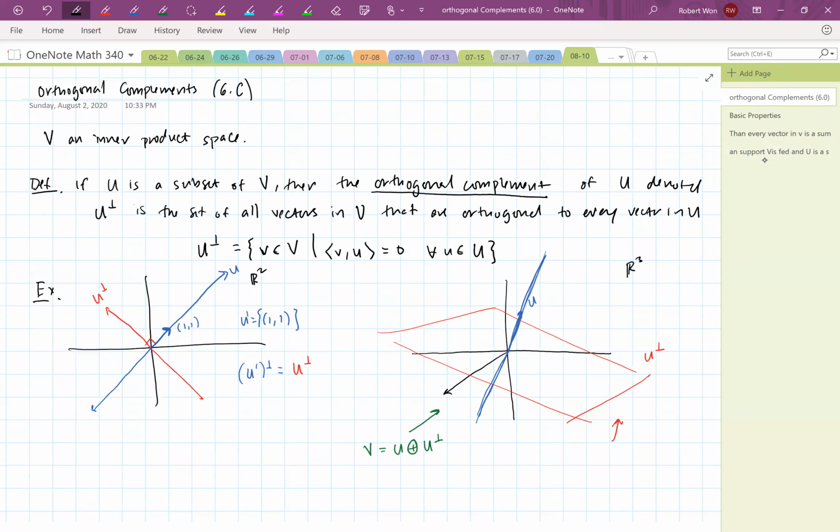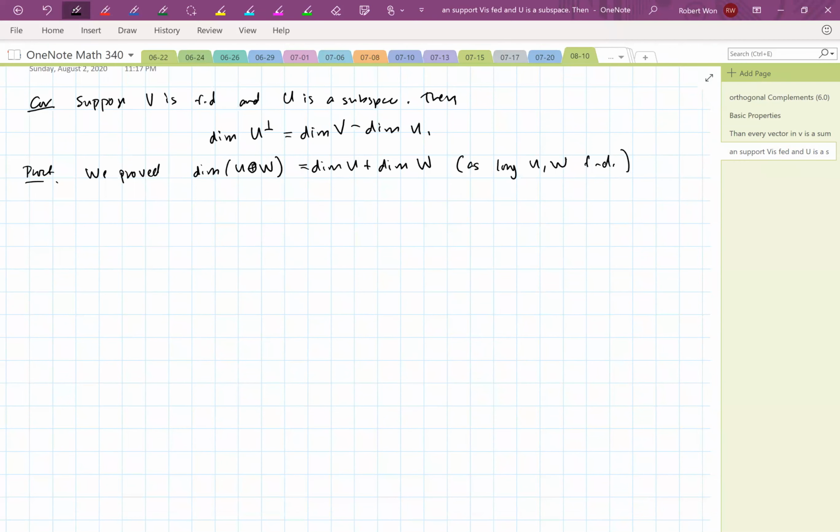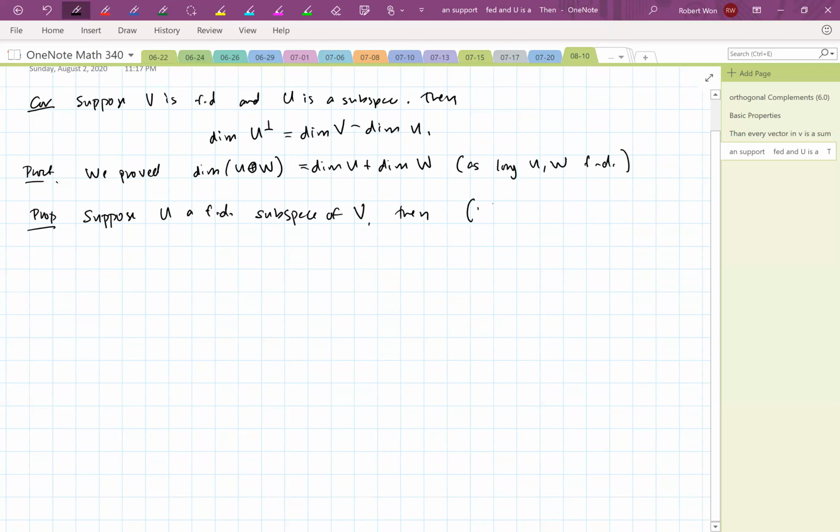Okay, another thing that I mentioned maybe is the following result. Suppose that U is a finite dimensional subspace now. Then if you take the orthogonal complement of the orthogonal complement, you get back to the subspace you started with. Note that this word subspace is crucial here. If I said subset, this result would not be true.